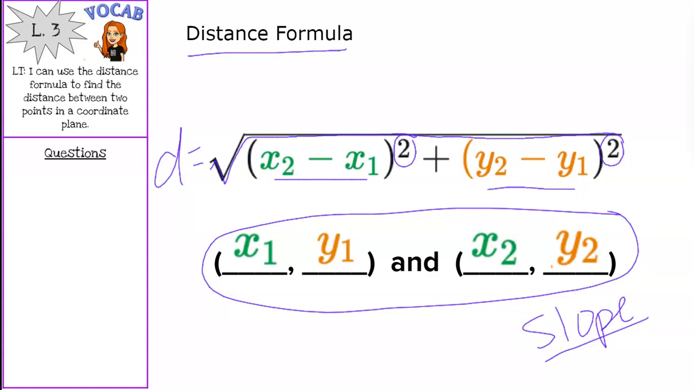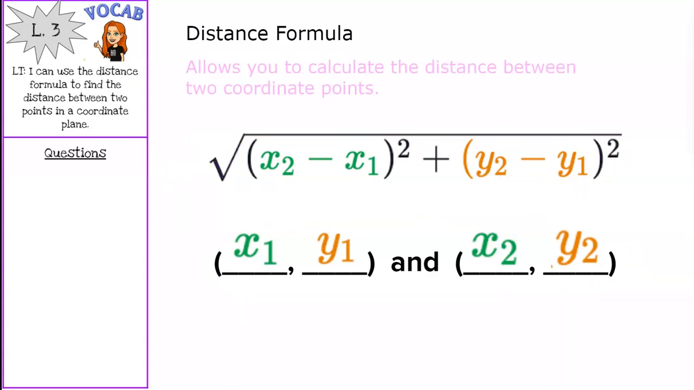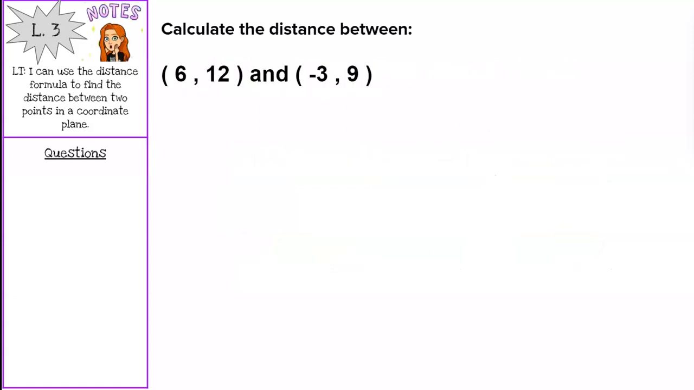So let's jump into an example. We're going to calculate the distance between our 2 points: 6, 12 and negative 3, 9. The first thing we want to do is label our coordinate points. We label them x1, y1, x2, y2, because each coordinate point pair is an xy pairing. This is our first coordinate point, so it's our x1 and our y1. And this is our second coordinate point, so it's our x2 and our y2.